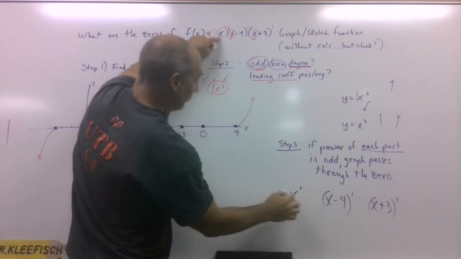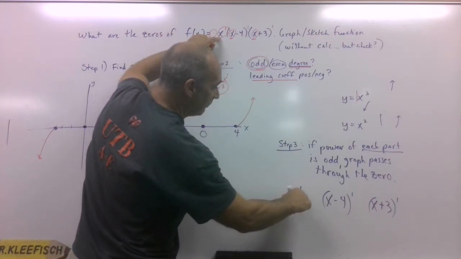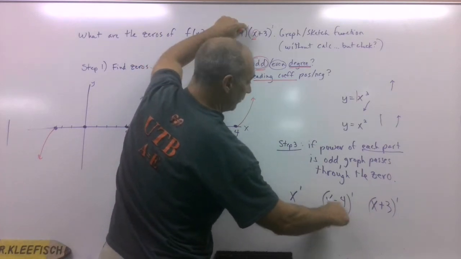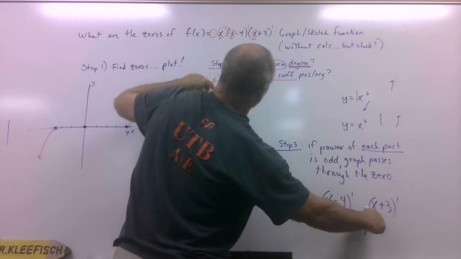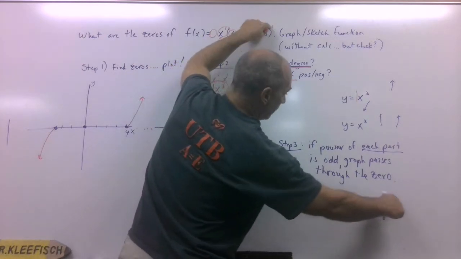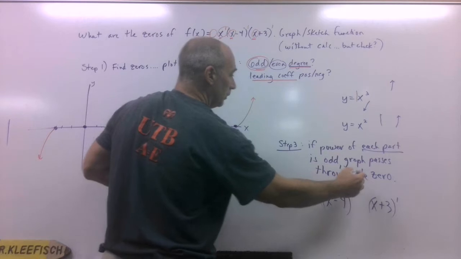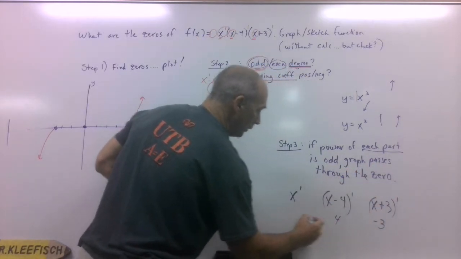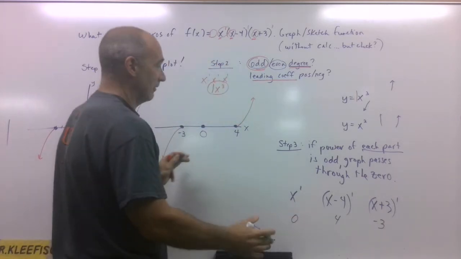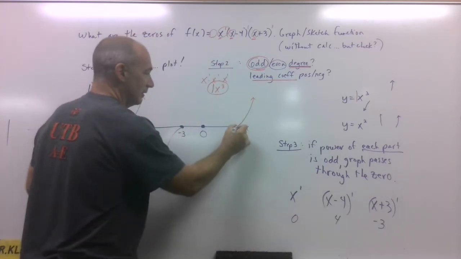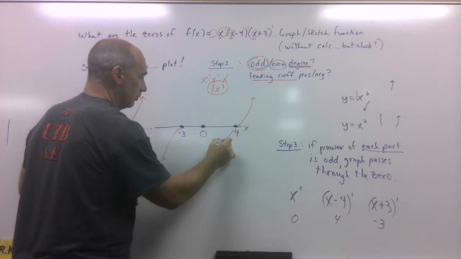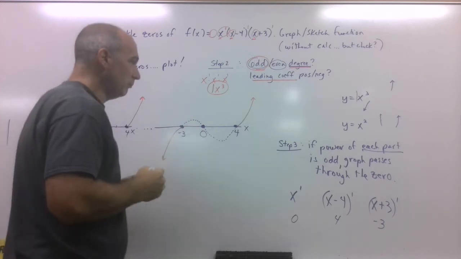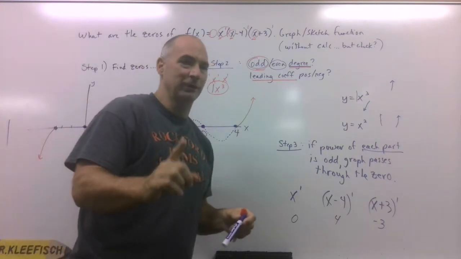I got x, which is actually x to the first, so that's odd. I got x minus 4 right here. There's an invisible 1 there, so that's a 1, that's odd. Same thing goes with x plus 3. That's a 1 power, odd. So according to the rule, on all 3 of these zeros, so at -3, at 4, and 0, it's going to pass through. Now, if I use a little common sense, that means it's going to go through, and then it's got to go up, and go through, and then come down. All right, step 4 is coming.